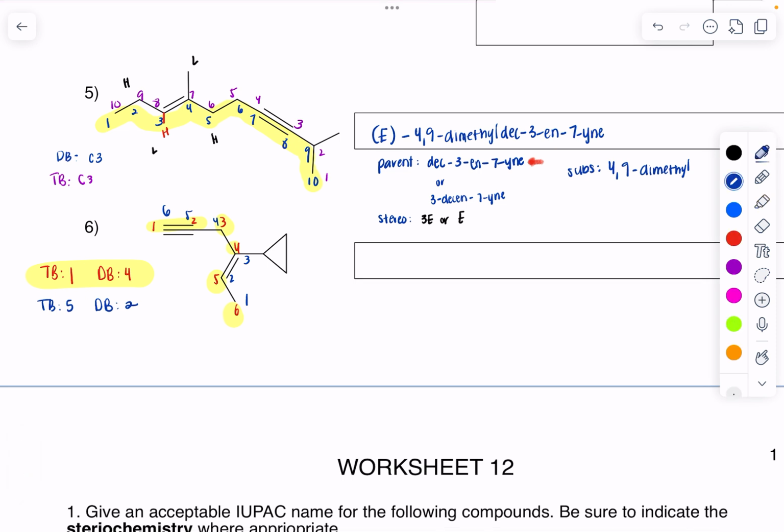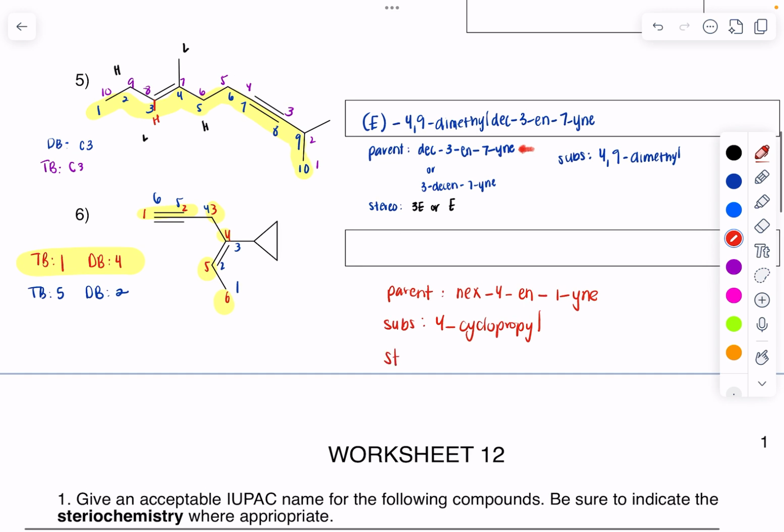So again, our parent, we have a 6 carbon chain. So we have hex-4-ene-1-yne. Our substituents, we have 4-cyclopropyl.